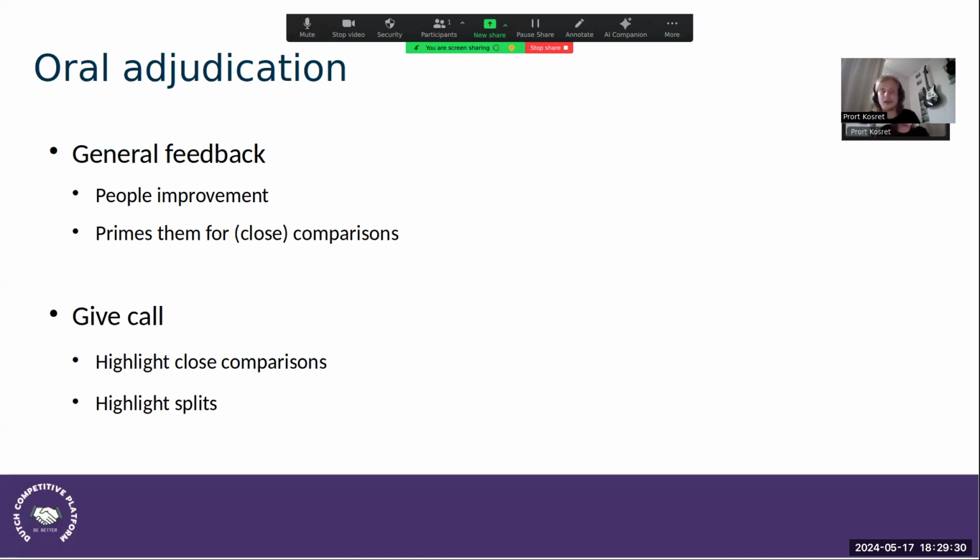Then after this general feedback, you give the call, but you also highlight close comparisons and highlight splits. The reason that you do this is, again, because this is just accurate, but this is also a convincing thing, right? So if you feel like you almost took a second, that is a bit less bad than if you just took a third. So this is also, again, a convincing thing.